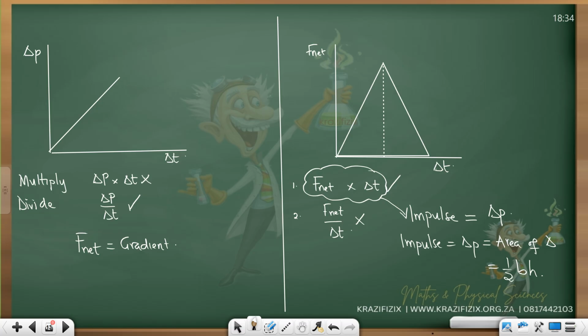I hope it makes sense. Once I get impulse, the answer I get is the same answer for change in momentum. Only the units will be different. And I'm going to play with units with you very soon. You're going to see that we can actually maneuver units.